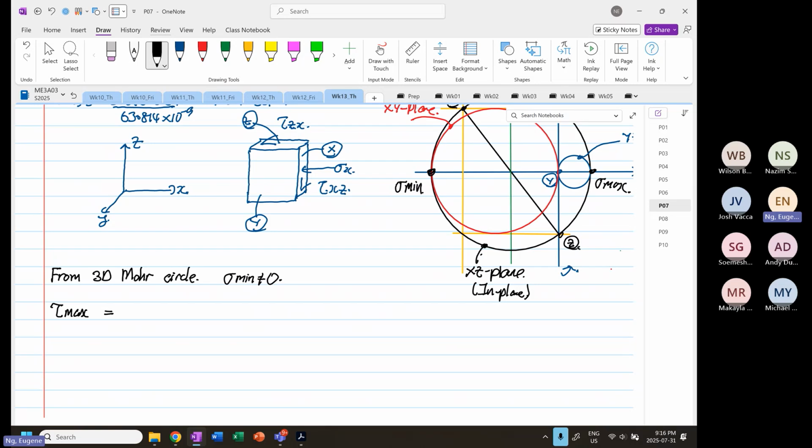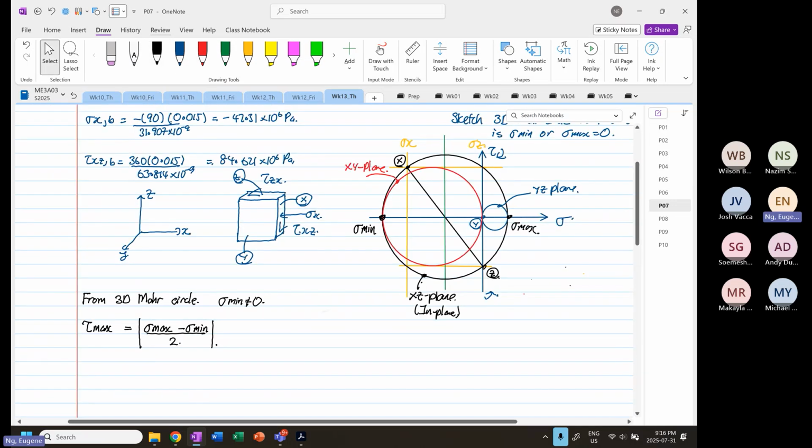Shear max is equal to stress max minus stress mean divided by 2. Okay, so we know that. So why am I doing that now? Because now we have to derive, because you have to know this.